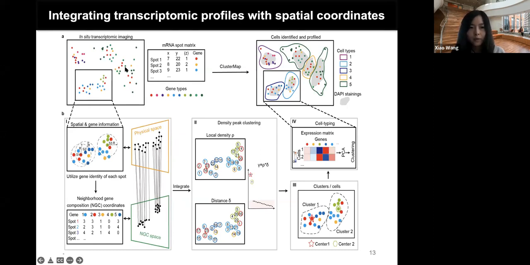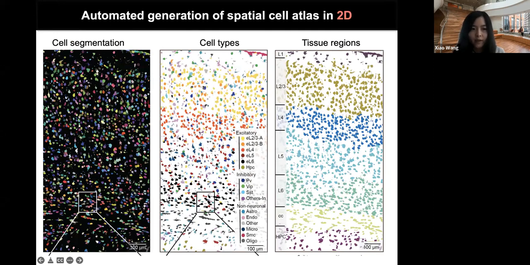So this is what we got. Initially there's just a bunch of dots, with individual dots representing single RNA molecules. And after this spatial clustering, which we term ClusterMap, we can first achieve this cell segmentation. What you are seeing here, individual colors are randomly assigned to different cells. As you can see, we can have really high resolution, and some of them can even outline the shape of neurons. And secondly, we can further utilize this information to conduct cell typing. So in the middle, different colors represent different cell types.